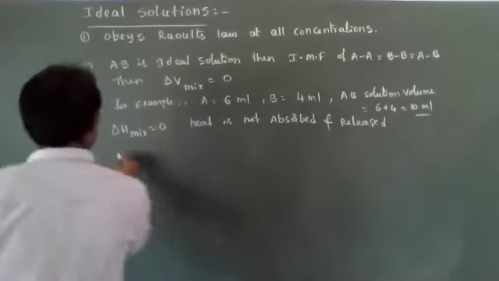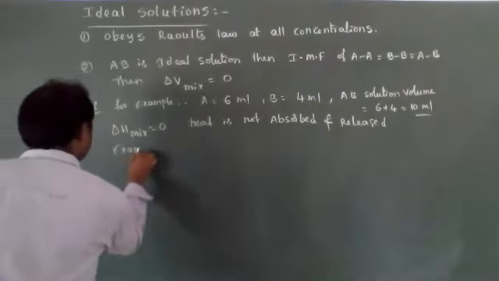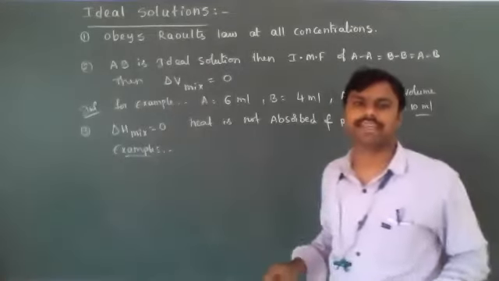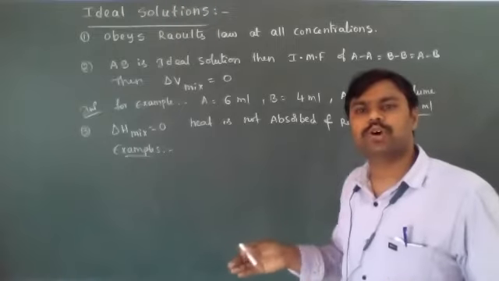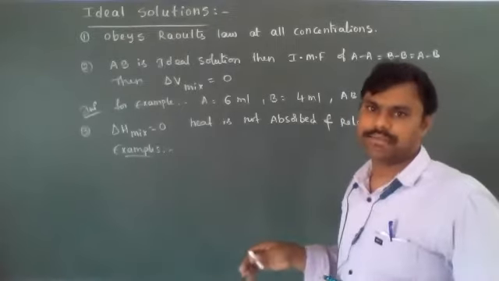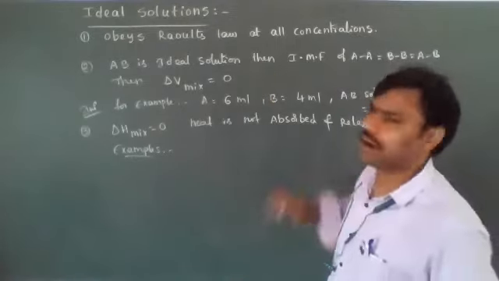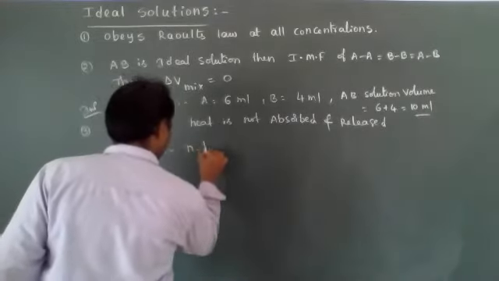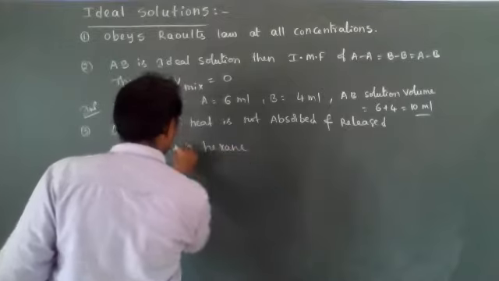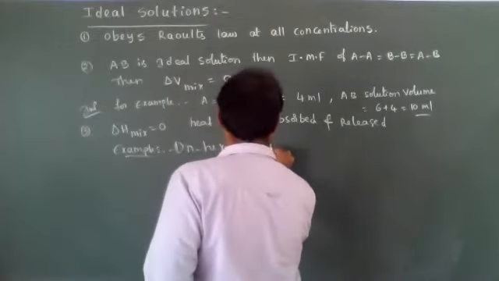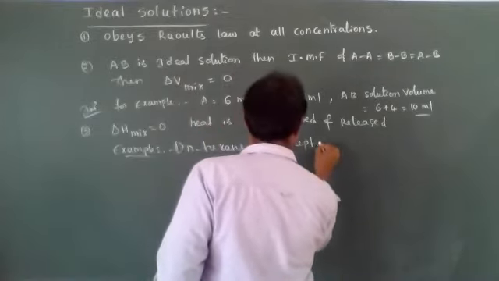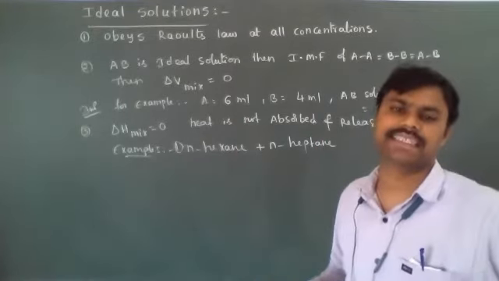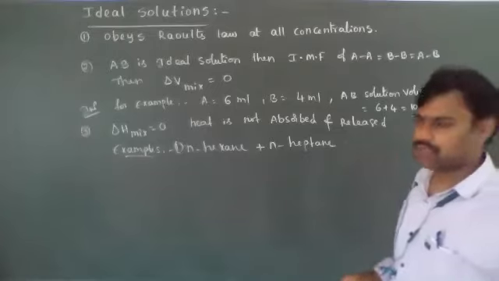Now let's see examples of ideal solutions. Generally, in order to form an ideal solution, the solute and solvent should both have the same nature, for example both non-polar, and then they form ideal solutions. For example, n-hexane plus n-heptane forms an ideal solution because both are alkanes only. Both are of the same nature, so they form ideal solutions.